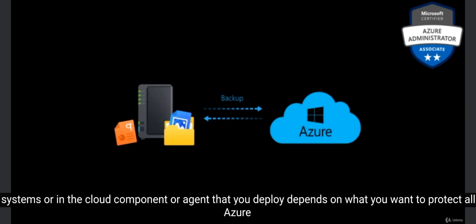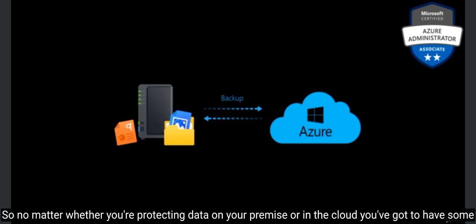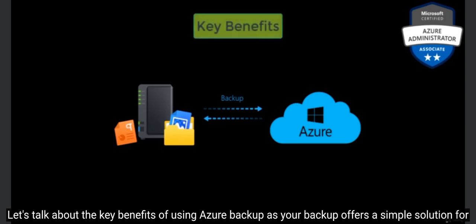Azure Backup offers multiple components that you download and deploy on the appropriate systems or in the cloud. The component or agent that you deploy depends on what you want to protect. All Azure Backup components can be used to backup data to a recovery services vault in Azure. So no matter whether you're protecting data on your premises or in the cloud, you've got to have some kind of an agent, and that will then push that backup data to the recovery services vault in Azure. Let's talk about the key benefits of using Azure Backup.